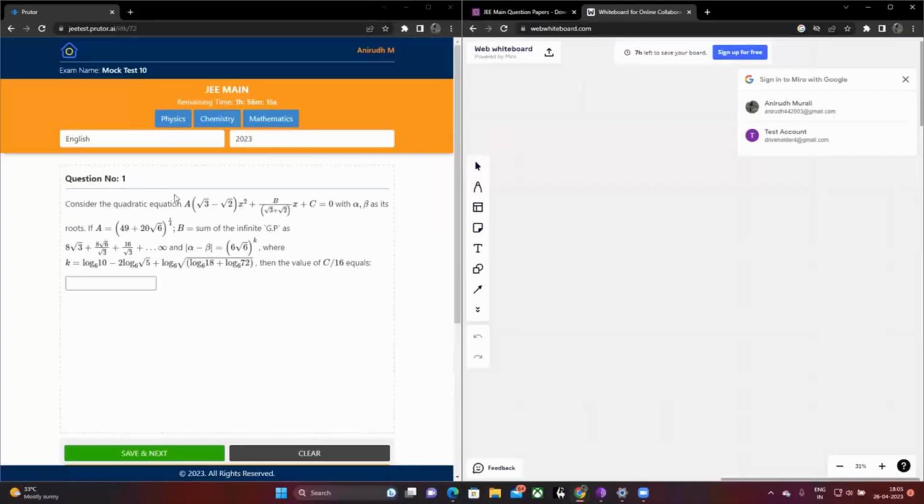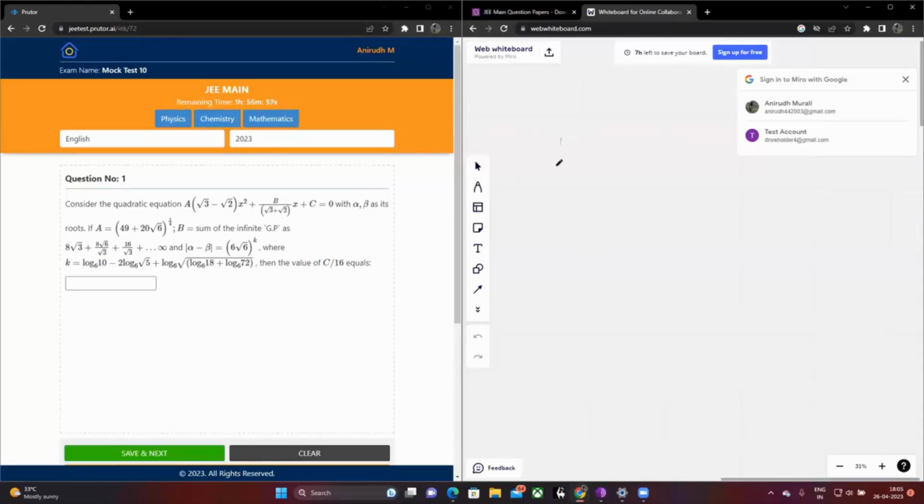First question, considering the quadratic equation which is given here with alpha beta as its roots, and given that A has this third expression, B is the sum of the infinite GP given here, and the absolute value of alpha minus beta is 6 root 6 per K, where K is its log equation, we are asked to find the value of C by 16, right?